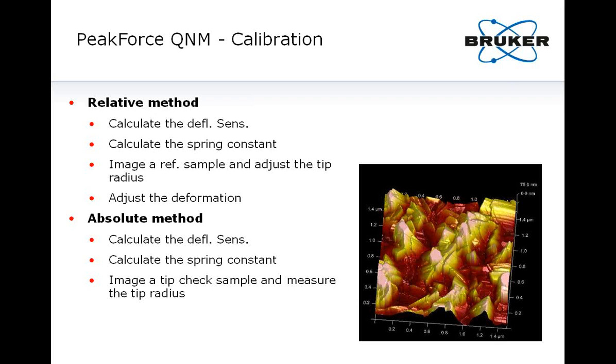So there are two main ways to calibrate the probe in PeakForce QNM, a relative method and an absolute method. First, for the relative method, you have to engage on a very stiff sample, like a piece of mica, silicone or quartz or glass, which has to be very clean, and you have to update the deflection sensitivity. This can be done directly from the PeakForce window.